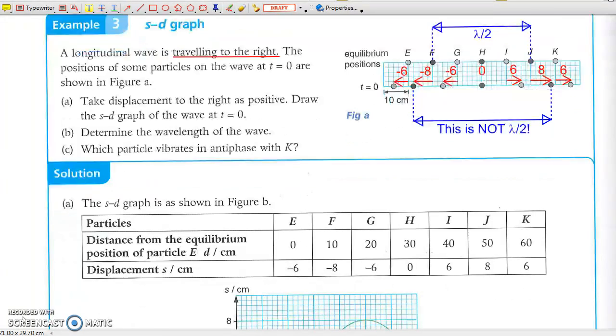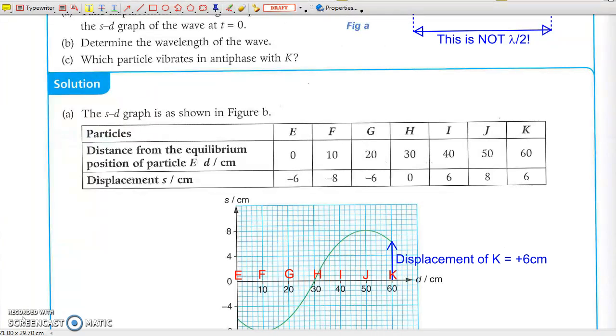On the other hand, you can also find half lambda first, as from the graph below, which is the separation between the equilibrium positions of F and J. Lastly, you have to find a particle vibrating in antiphase with K. Try it yourself. By the way, do you know the particles G, I, H are all moving towards the right now?